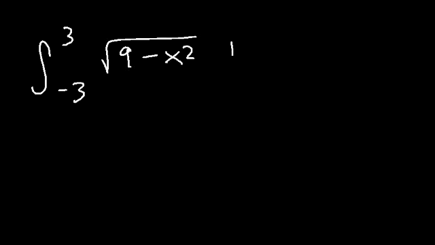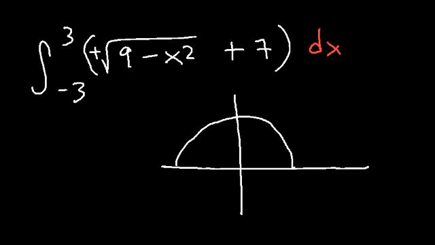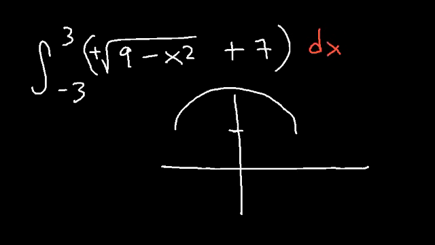Now what about this one? The integral from -3 to 3 of square root 9 minus x squared plus 7 dx. How can we find the value of this integral? So basically we have a circle that has been shifted 7 units up. And because there's a positive in front of the square root, we know it's the upper semicircle. So typically, this semicircle would be here, from -3 to 3, starting from the x-axis. Now, it's been shifted 7 units above the x-axis. So this is 7.